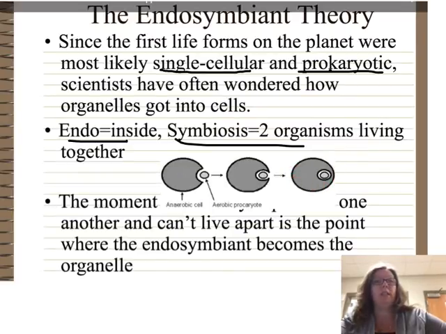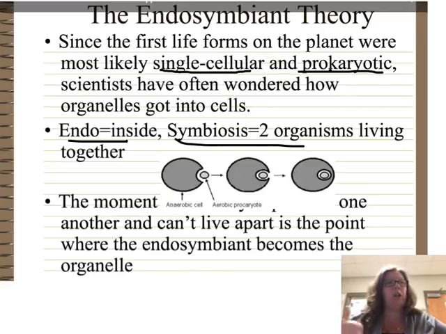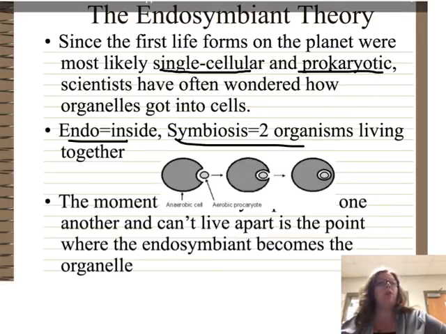So the endosymbiont theory requires that a larger cell swallowed a smaller cell. That smaller cell started to benefit from the relationship, and so did the larger cell. And so they kept this relationship going rather than having the large cell feeding on the smaller cell. And then once they became so intertwined, so interrelated that they couldn't live without one another, the small cell stopped doing some of its life functions on its own and allowed the larger cell to do that for it. And therefore the small cell became an organelle within the larger cell.